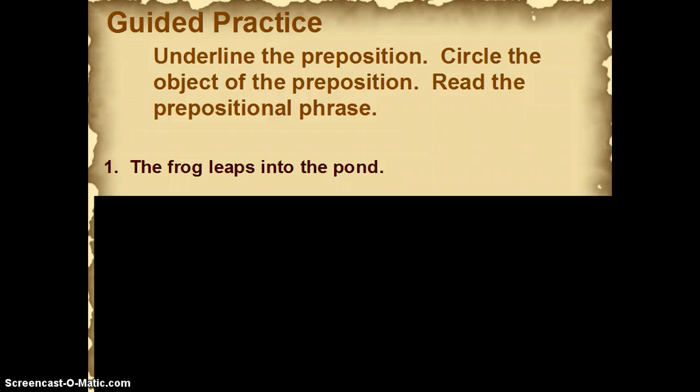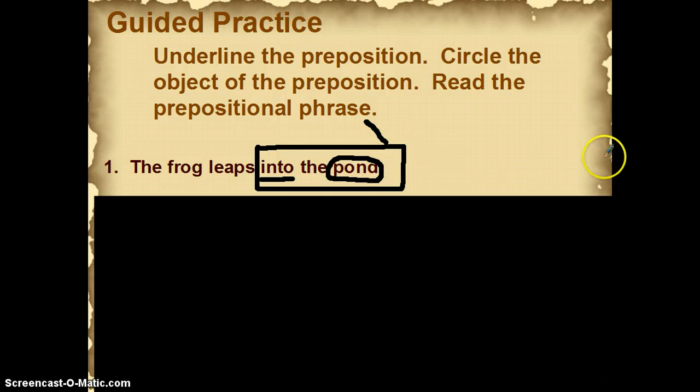The frog leaps into the pond. So I'm going to find the preposition that shows position. Okay, and it would be into, so I'm going to underline into. And then what is the next noun after into? Pond. So it's the object, so I'm going to circle pond. So this whole thing right here, if I asked you to, this whole thing is the prepositional phrase. So this is what you would read, into the pond.